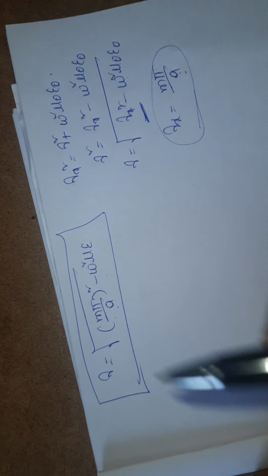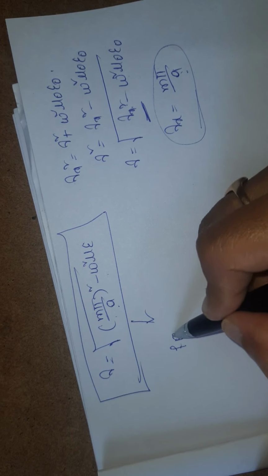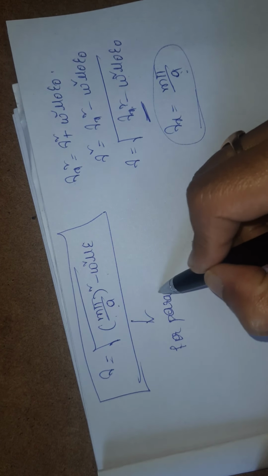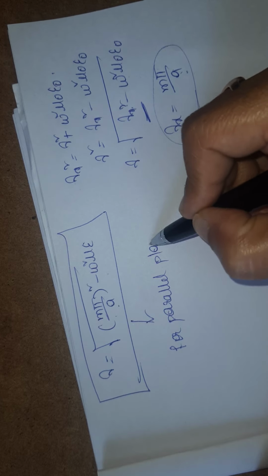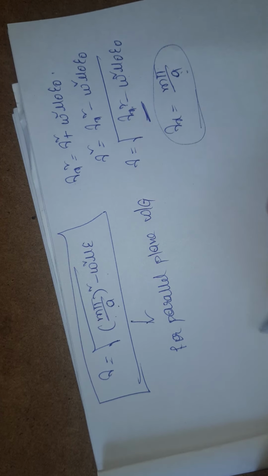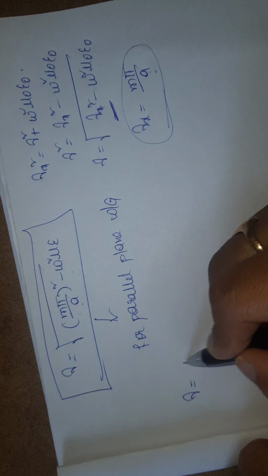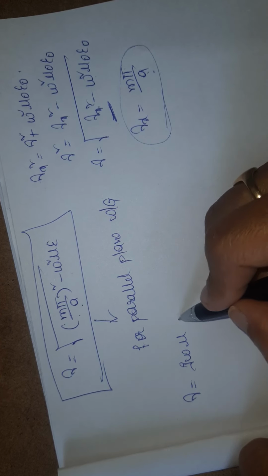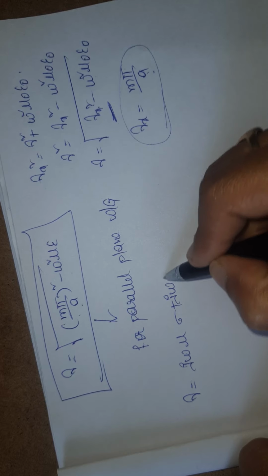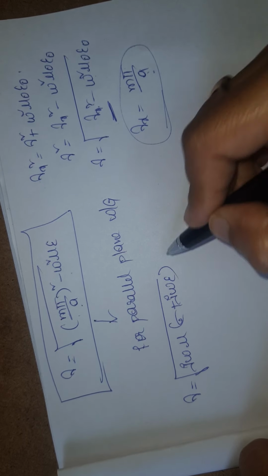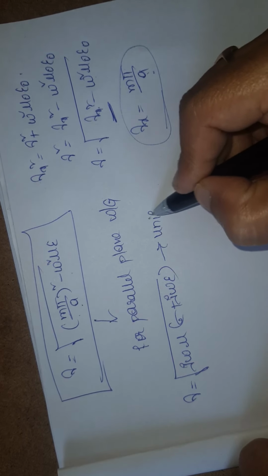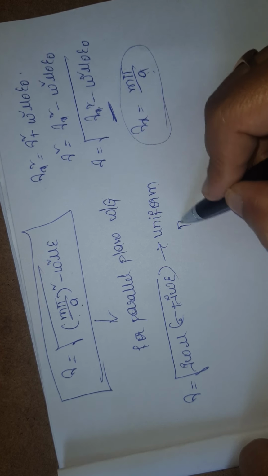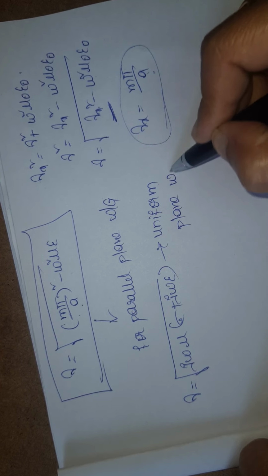So this is gamma for parallel plane waveguide. For uniform plane wave, what is gamma? It is under root of j omega mu into sigma plus j omega epsilon. This is for uniform plane wave.